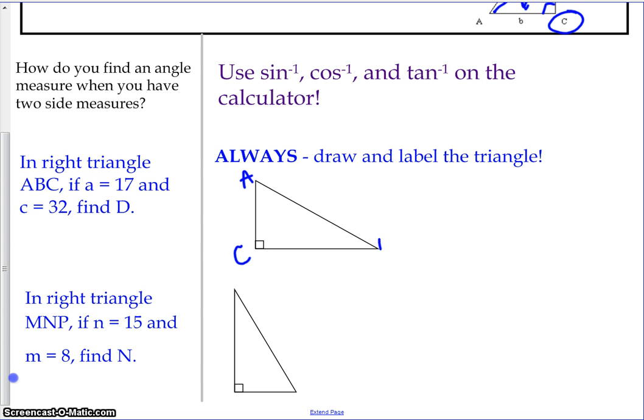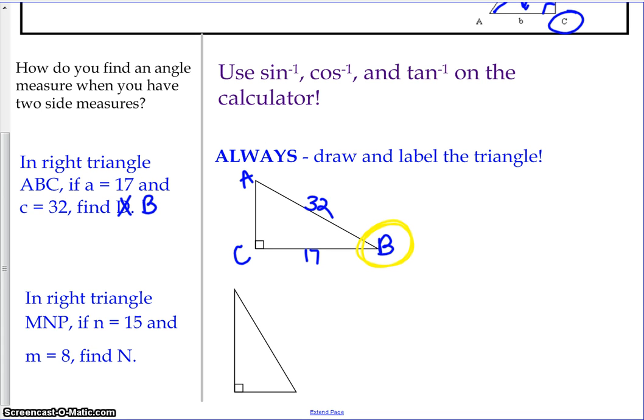And it really doesn't matter where A or B goes. You can kind of switch them around. Because what you need to know is if lowercase a is 17, that's across from this angle. And if lowercase c is 32, that's the hypotenuse. Oh, and I have a typographical error here. I think this was going to say find, let's say it says find B. Okay, so we want to find angle B here. We want to know what is the measure of this angle.